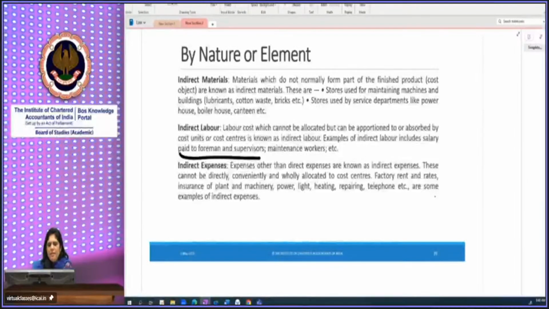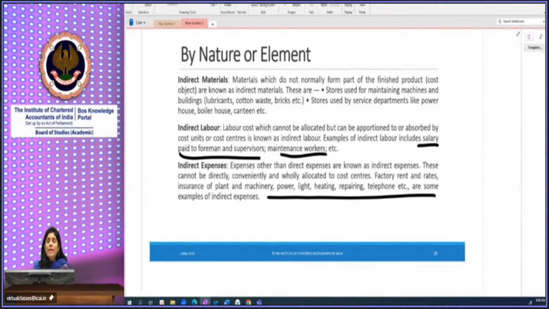Any salaries paid to the foreman or the supervisor or the maintenance workers, because they cater to many machines, many products at a time. It's not possible to measure how much time they were on product A or product B. So indirect. Indirect expenses, again, factory heating, lighting, telephone, repair, maintenance, all are indirect, which are generally happening, but you cannot allocate directly to one product.